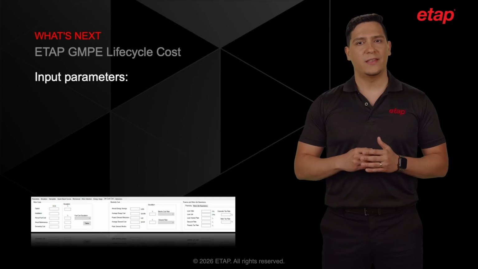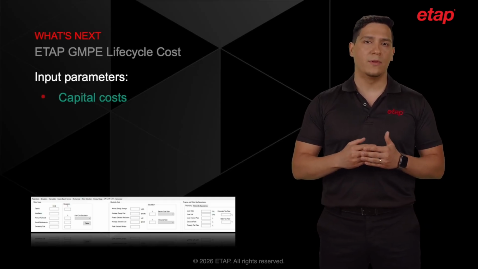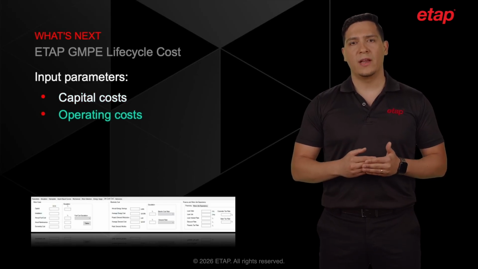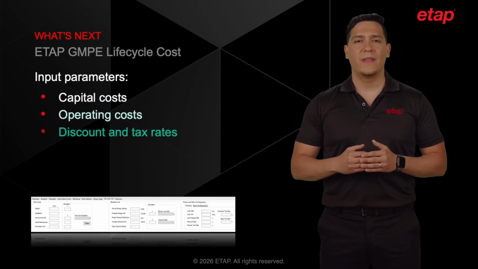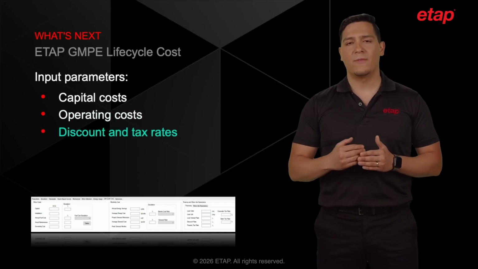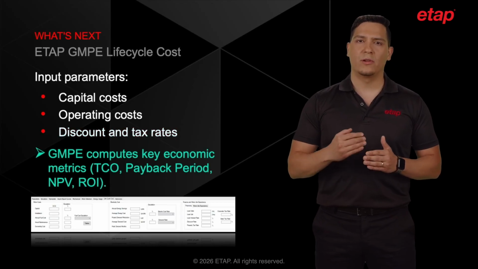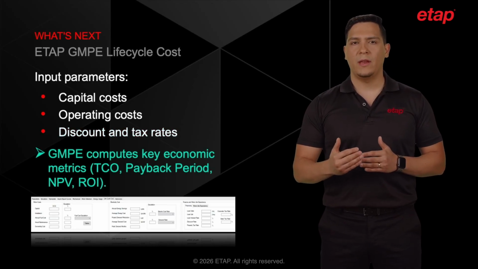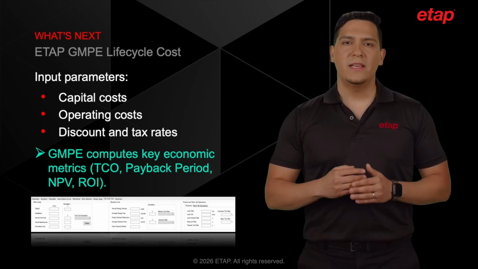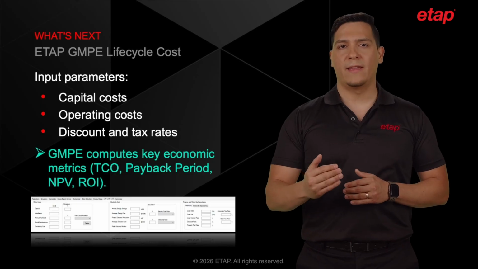The Lifecycle Cost tab in GMPE brings this perspective together, allowing you to input capital costs, such as for the purchase and installation of the motor, operating costs for energy usage and maintenance, as well as financial parameters like discount and tax rates. And from this, GMPE computes key economic metrics such as total cost of ownership, payback period, net present value, and return on investment. This means that you can evaluate not only how the motor runs, but also how it pays back.